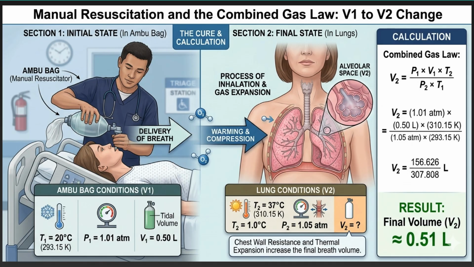On the very right of this slide, we have the calculation. We want to solve the combined gas law for V2. It's a complicated algebra problem if you're not familiar with math. So V2 is equal to P1 V1 times T2 over P2 times T1. I've already gone ahead and converted these Celsius temperatures to Kelvins, and we want to plug all this in. At the very end result on the bottom right of this slide, we see that the final volume is actually a little bit larger. It's 0.51 liters.